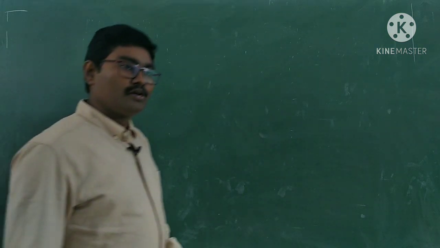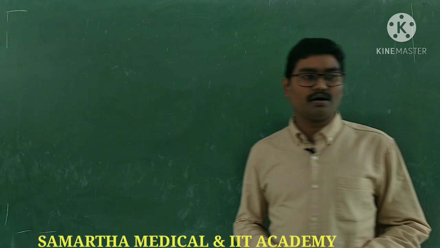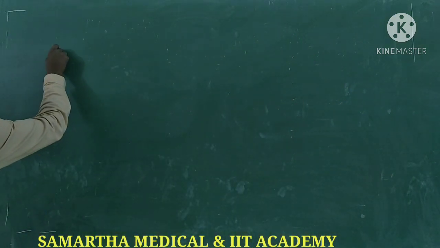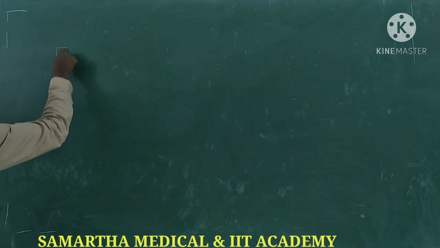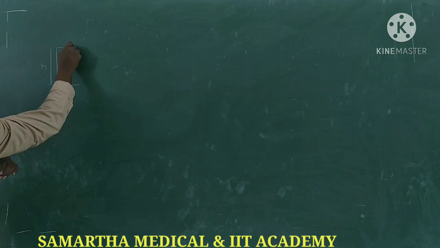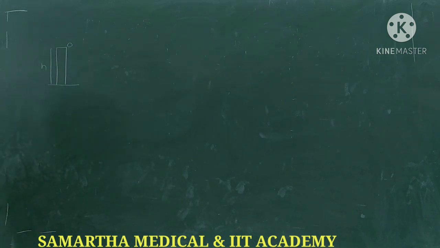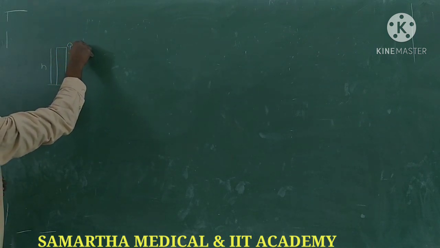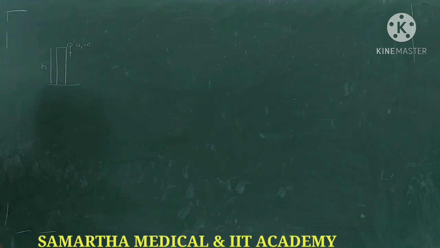Good morning, students. Today we are going to do vertically projected body applications. Now there is a condition. Here there is a tower of height h. From this tower of height h, there is one body which is dropped from the top of the tower. So let us consider the body is dropped, so u1 is 0, initial velocity.